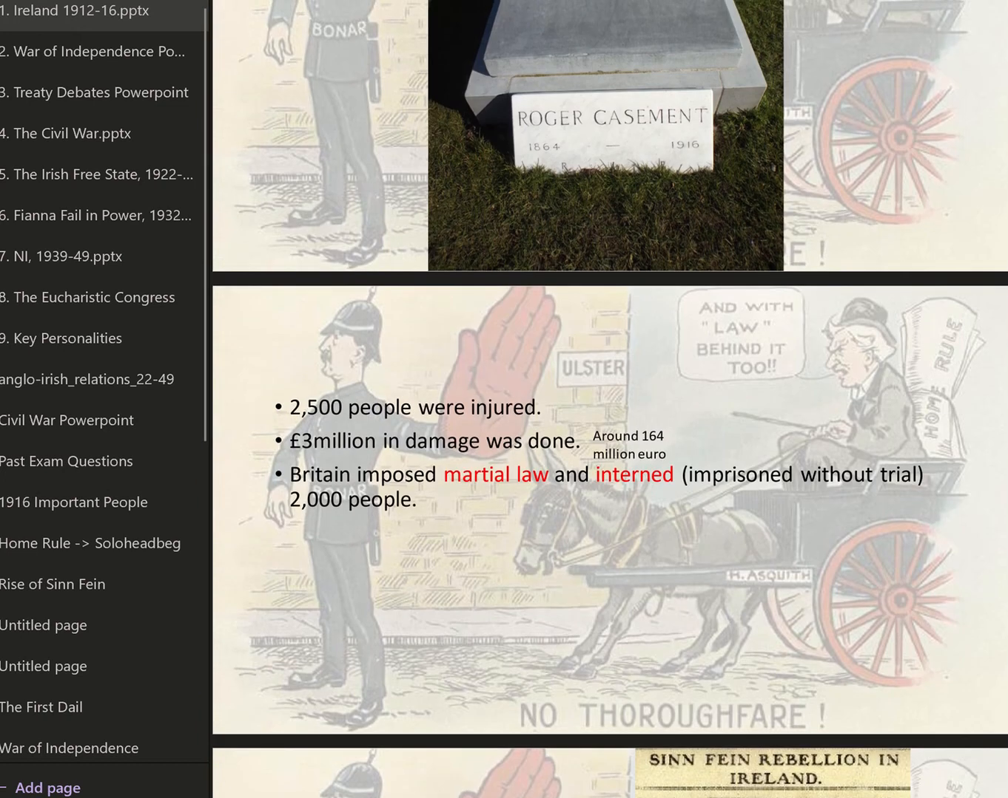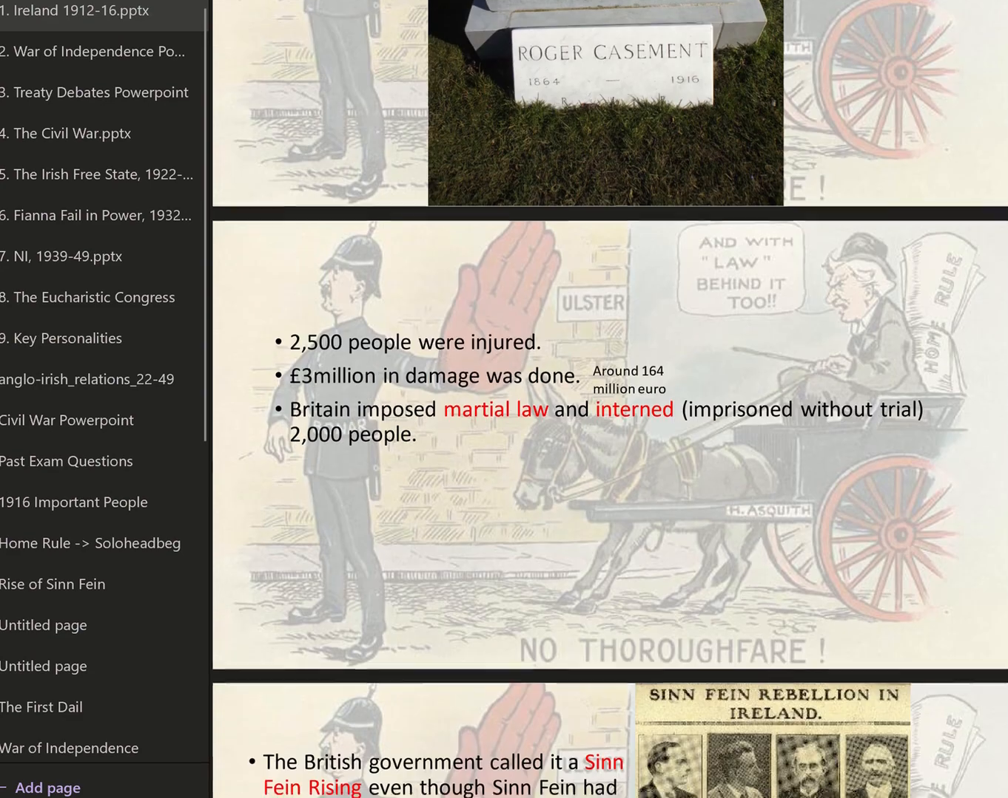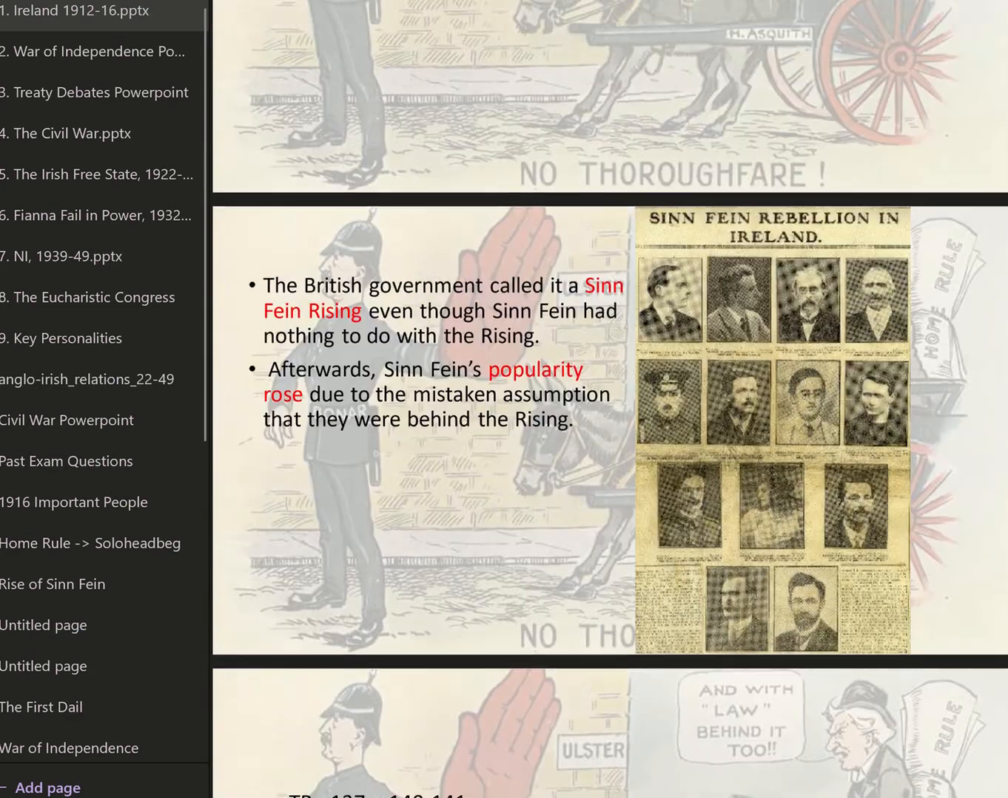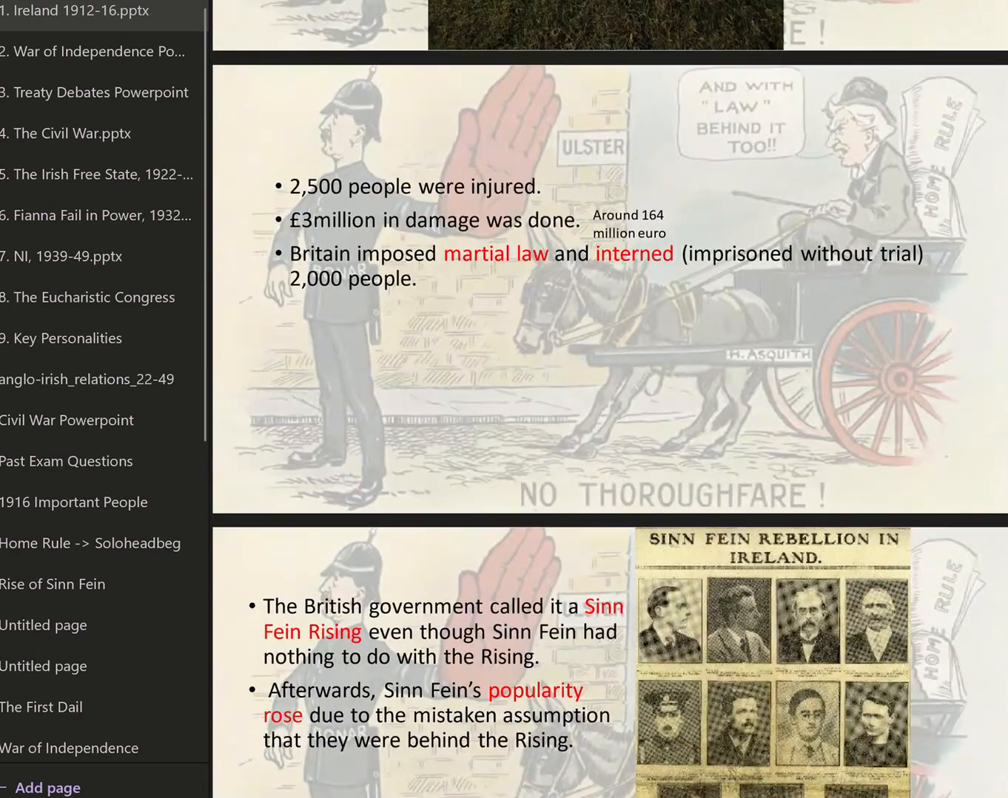So 2,500 people were injured. £3 million worth of damage was done, which today is somewhere around €200 million. And Britain imposed martial law and interned 2,000 people. Now, 2,000 people didn't get involved in this, so a lot of people were locked up without trial that took no part whatsoever in this rising.